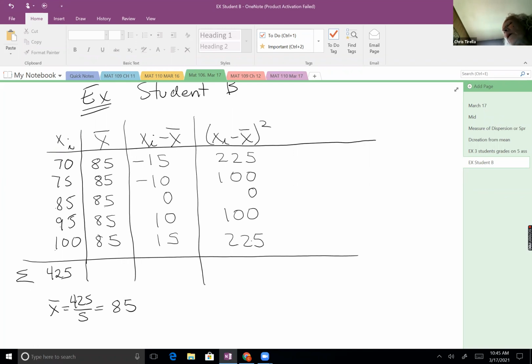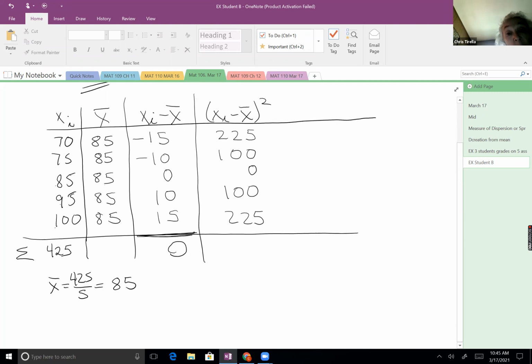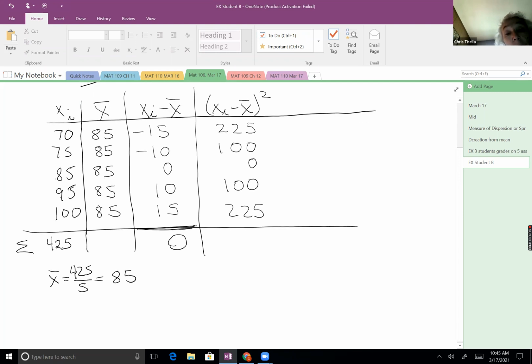To that point, is everybody comfortable? Yes. Now, I'm going to do a little bit of a check. I'm going to add down this third column, and when I look at the negatives and positives, that adds to 0, which it should. Now I'm going to add the squares. Could somebody please add this last column for me and tell me what you get?